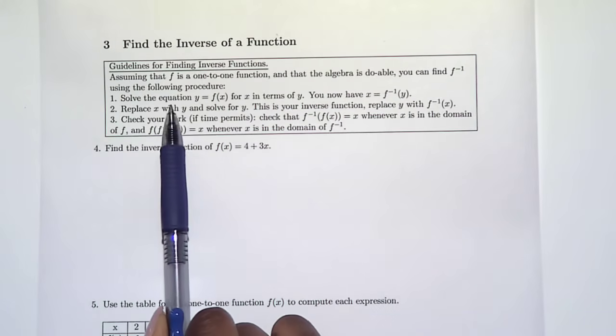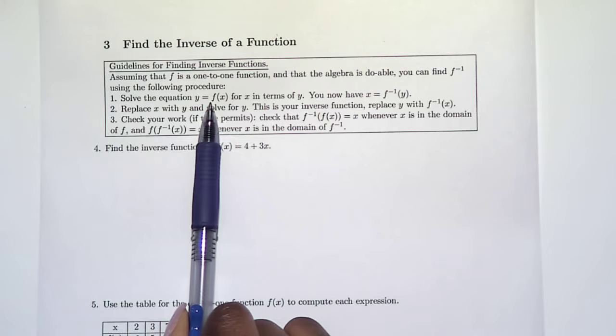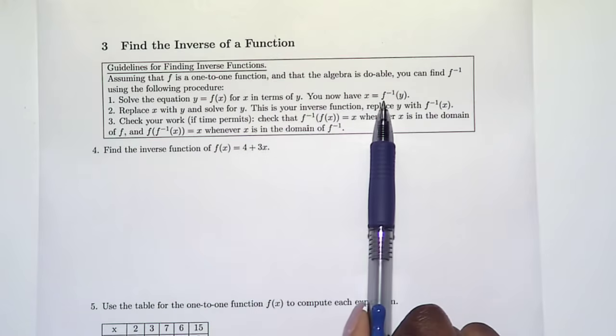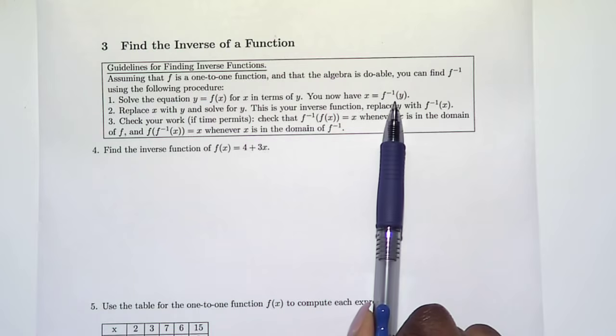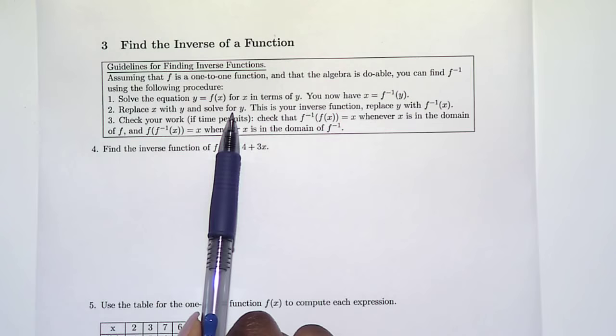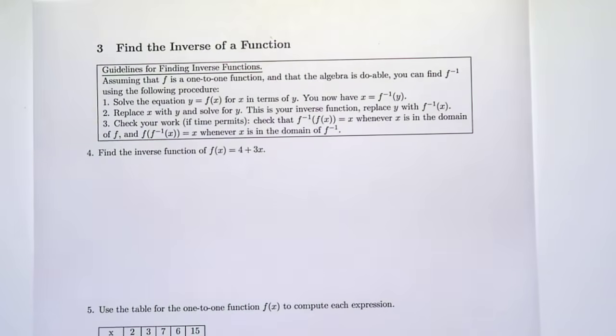We're going to solve this equation, y equals f of x, and then get x equals f inverse of y. So we'll talk about how we do this by replacing x with y and then solving for y. This is going to be our inverse function, and then we can check our work by composing them. All right, so you've probably seen this technique before.